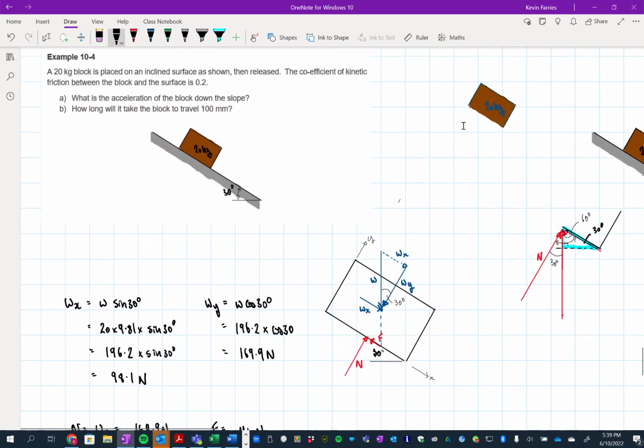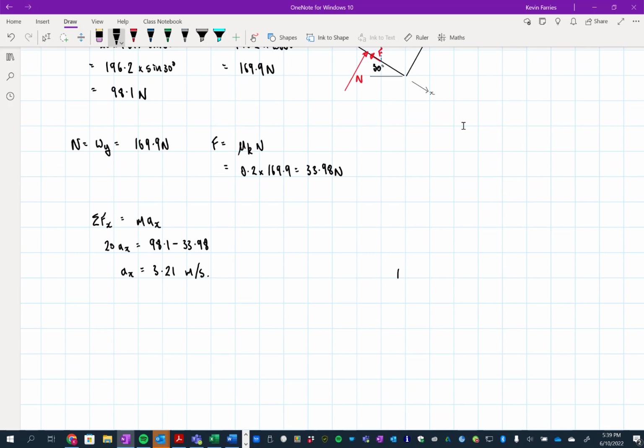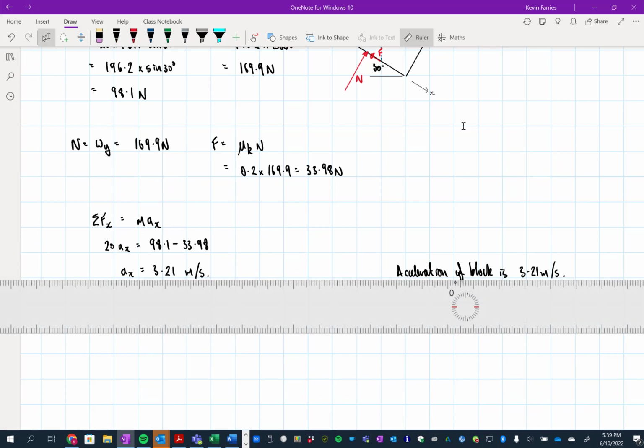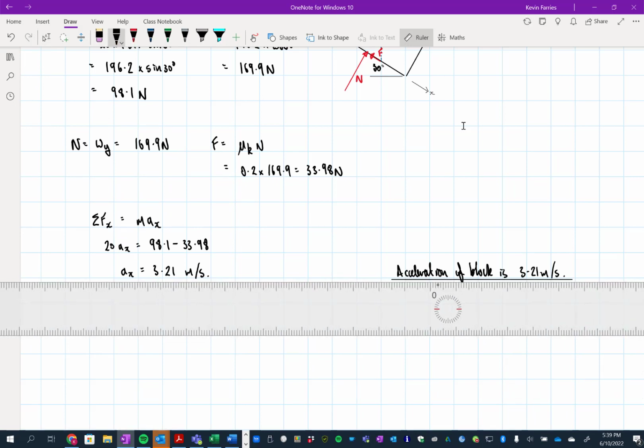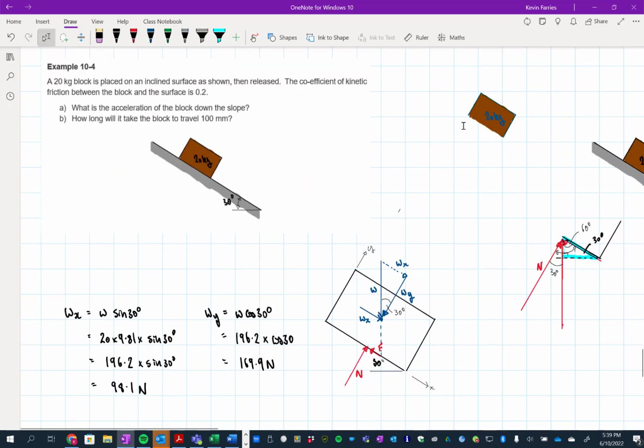And that was the answer to the first question, I think. What's the acceleration of the block down the slope? So the acceleration of the block is 3.21 meters per second squared. Next. What do we need next?